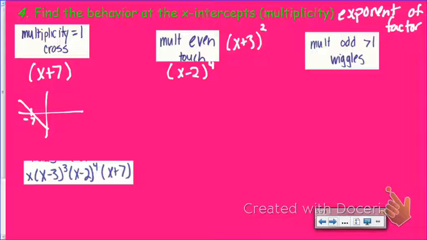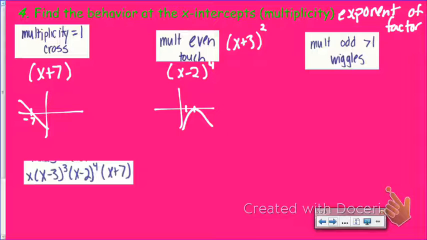So for example, x minus 2 to the 4th power, at 2, my graph is going to touch that point and come back. So if it's coming from the top, it would touch it and then bounce back up in that same direction. If it was coming from the bottom, it would touch it and go back down in the same direction. So we're looking at what's happening at that point. So at the 0 of 2, because the multiplicity is 4, my graph is going to touch.